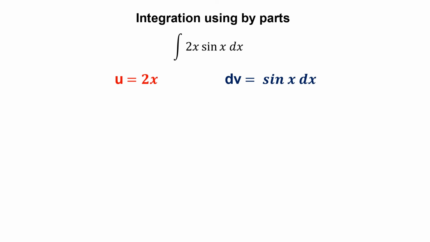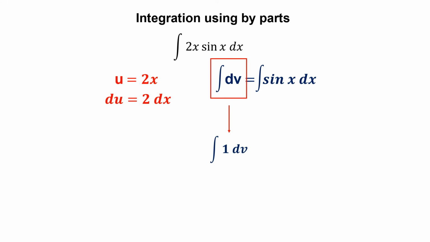The first step is to choose part of the function to be u and dv, just like what we have done previously. For the u, we take the derivative of it, and we will be getting 2. Bring dx to the other side so that we have du in terms of dx. And for the dv, we take the integral on both sides. For the integral of dv, you can think of it as the integral of 1 dv, so we will be getting v. Integrate sin x, and we get negative cosine x.